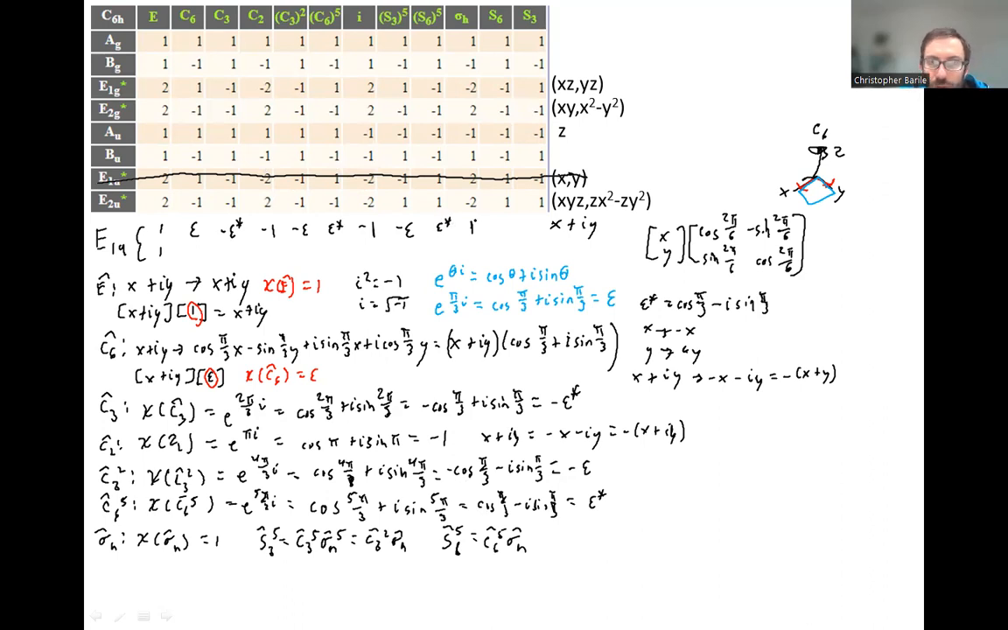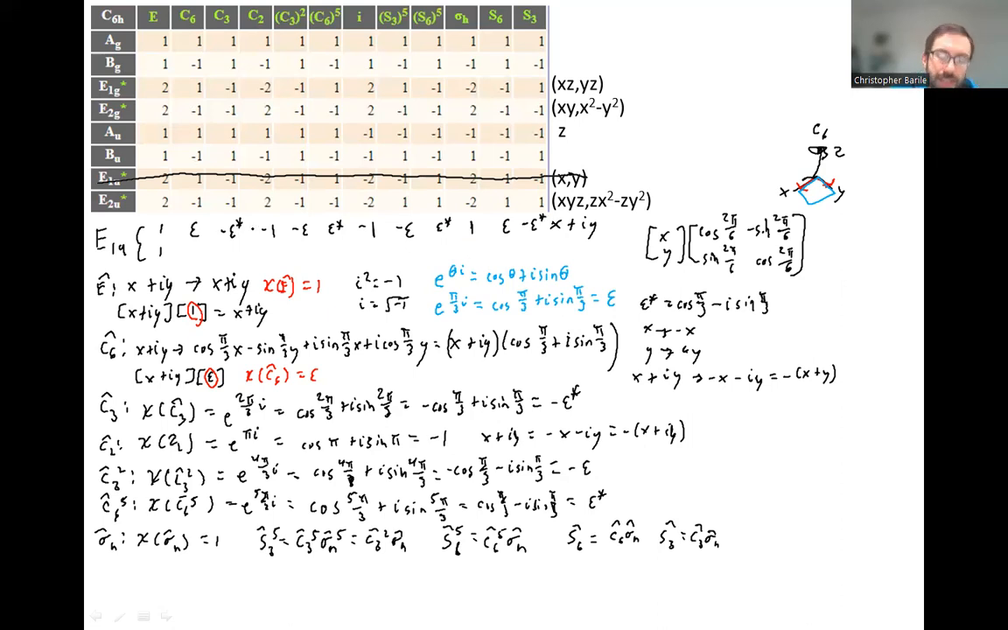Okay. We already did sigma h, and now we do S6. And so S6 is equal to C6 followed by sigma h. Sigma h doesn't do anything for x and y here, so we just get the character for under C6, which is epsilon. And then lastly, we have an S3. S3 is just the same as C3 followed by sigma h. Sigma h doesn't do anything, so we're the same character as under C3, which is negative of the complex conjugate of epsilon.